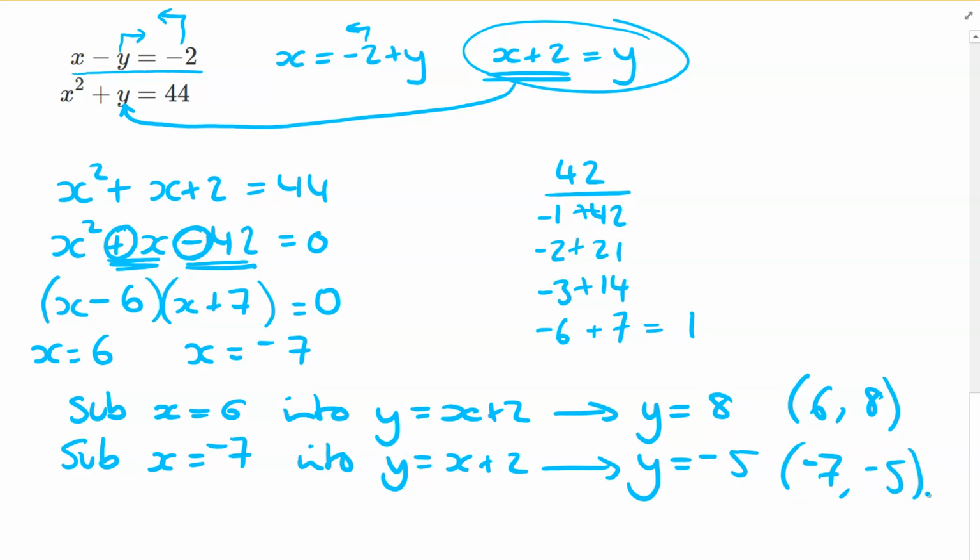So the key to this is all about making your non-linear one be y as the subject, then substituting that into the quadratic one. If you try and do it the other way around or try and square both things, it's going to go horribly wrong. So rearrange the linear, substitute into the quadratic.